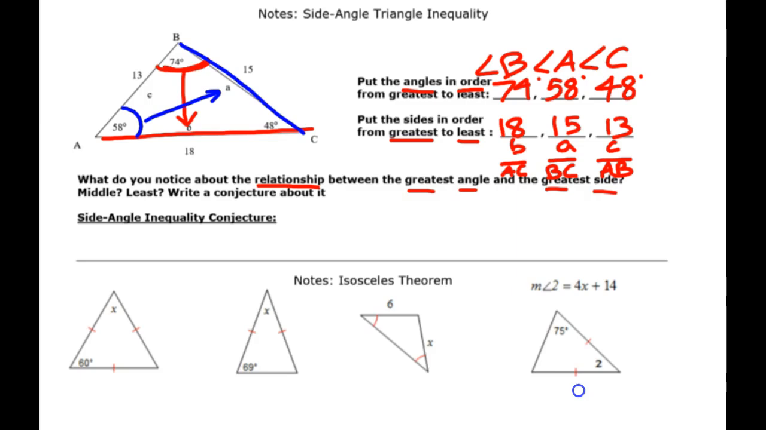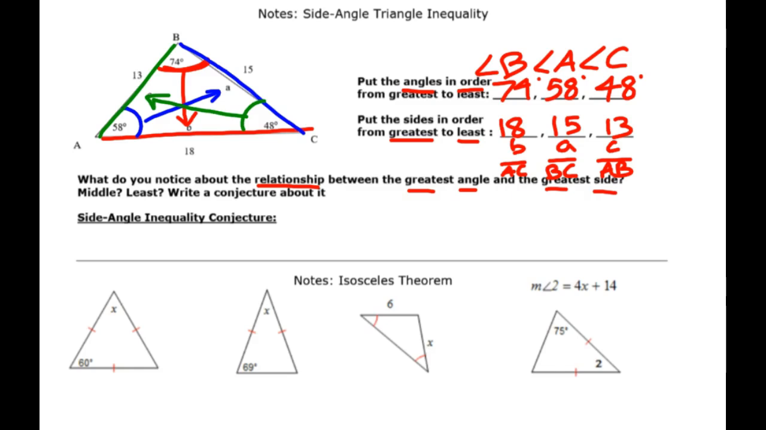All right, so last one, the smallest angle, 48, and the smallest side is 13. Again, what's the relationship? It's across, okay? So, biggest side is across from the biggest angle. Smallest side is across from the smallest angle. So everything is in order. Make sense? So that's what we're going to call the side angle inequality conjecture. Okay.